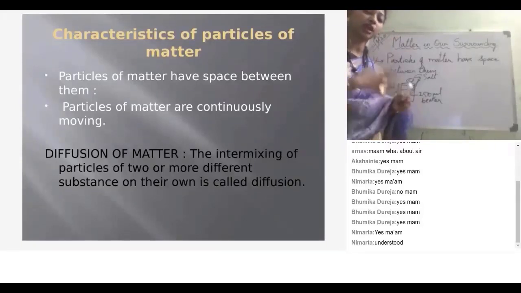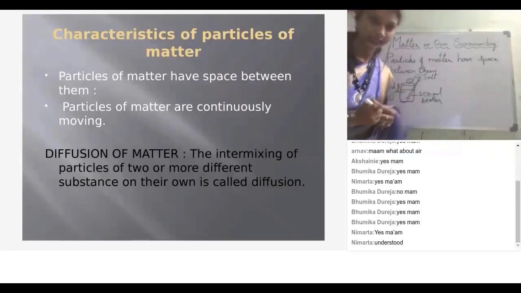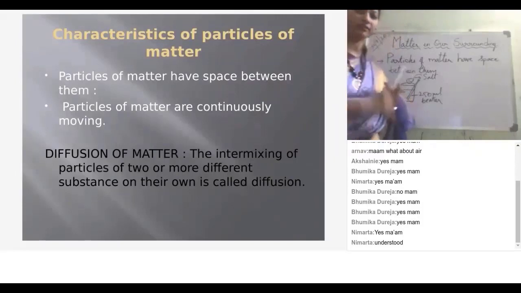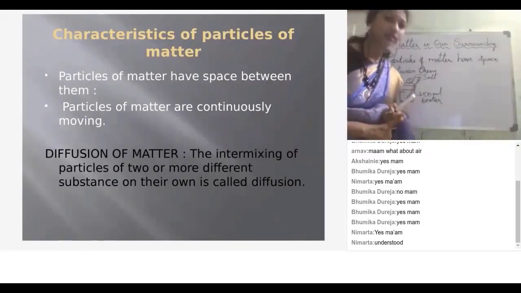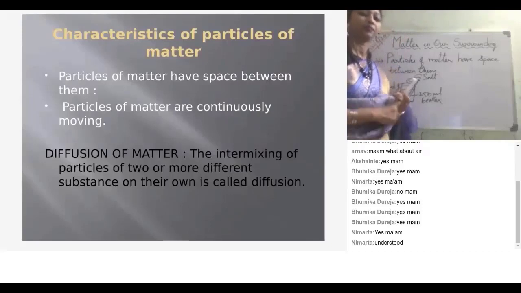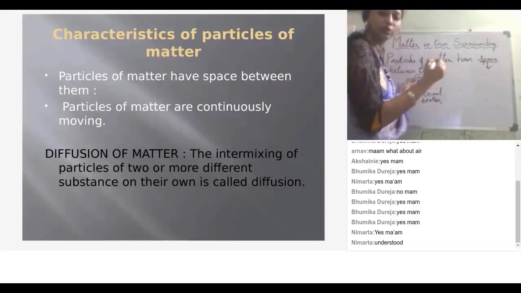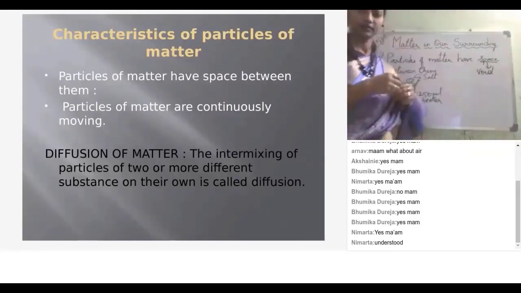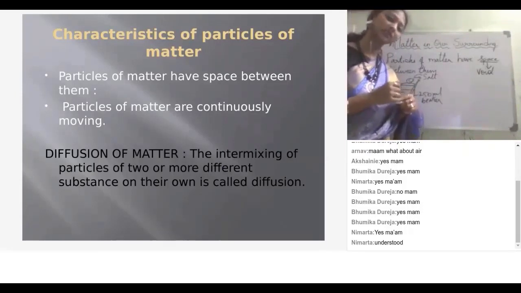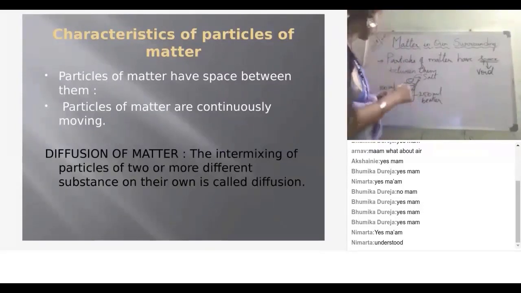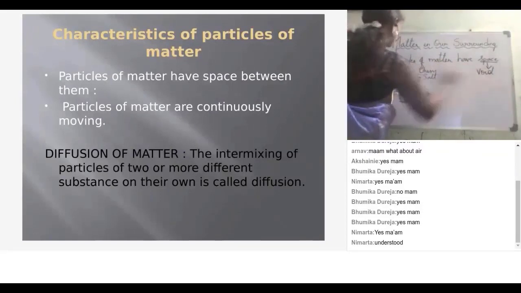So these spaces are used to dissolve the solute particles. What is the first characteristic, children? Very, very important: particles of matter have spaces between them. The space is nothing but what we call void. We need to use chemistry terminology; it is good for you for the higher classes. Understood?